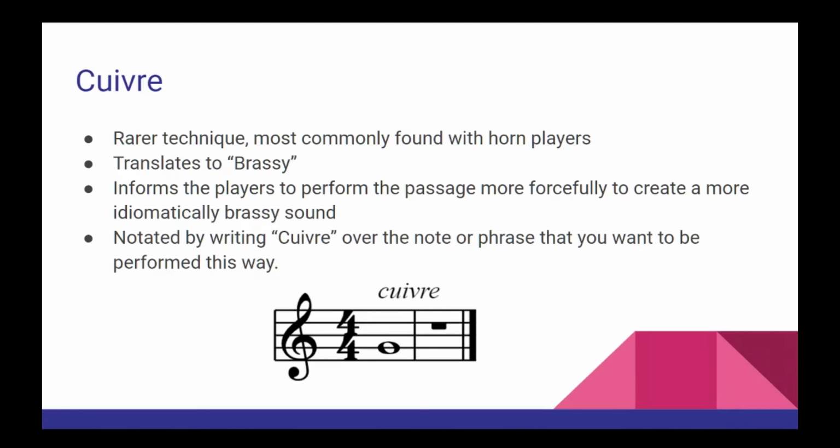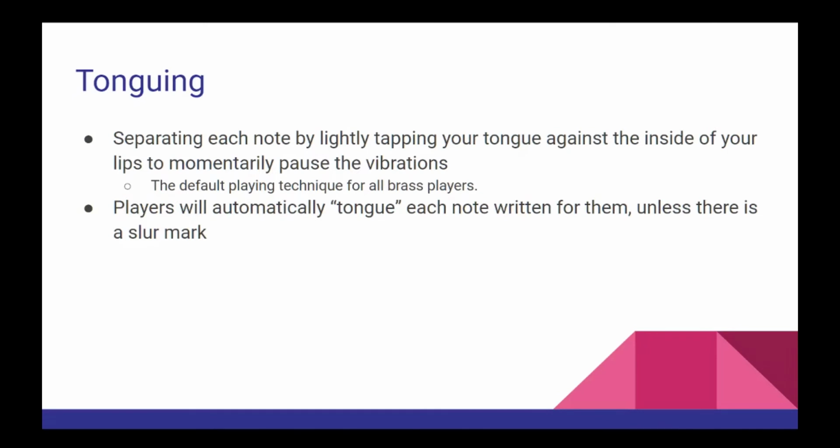So now let's shift gears a little and go a bit more in depth on a handful of techniques. First up are tonguing and slurring. So just like how the default playing technique with strings is to separate each note by switching bowing direction with each note, the default playing technique for all brass instruments is to separate each note by lightly tapping their tongue against the inside of their lips. This momentarily stops the vibrations and is called tonguing.